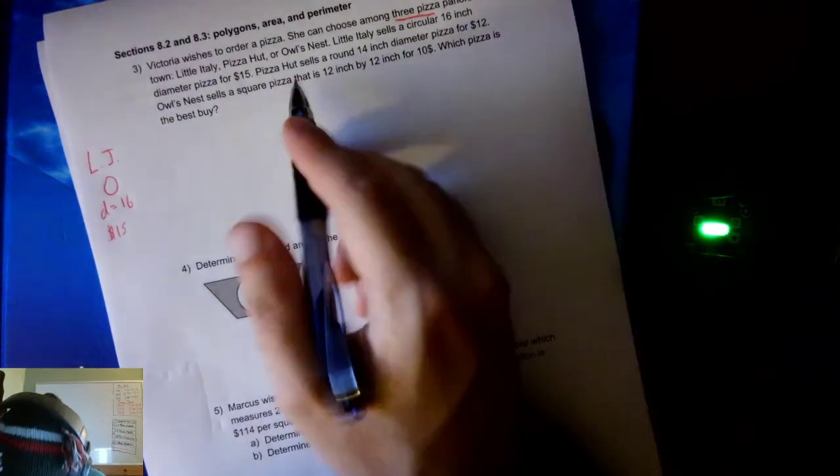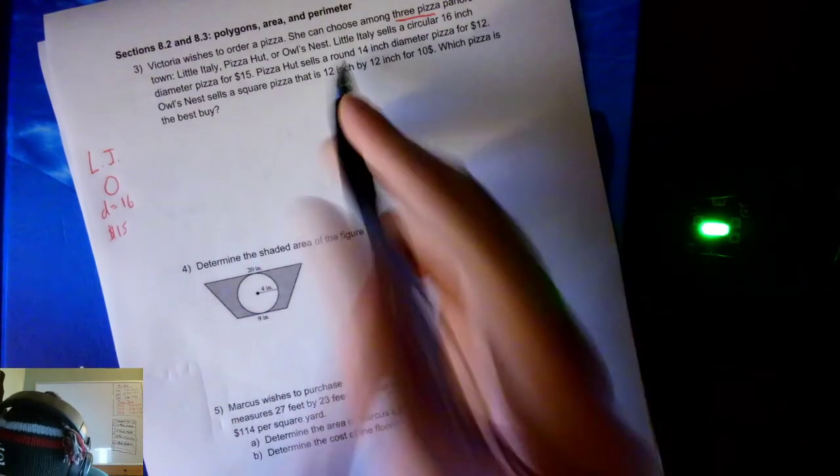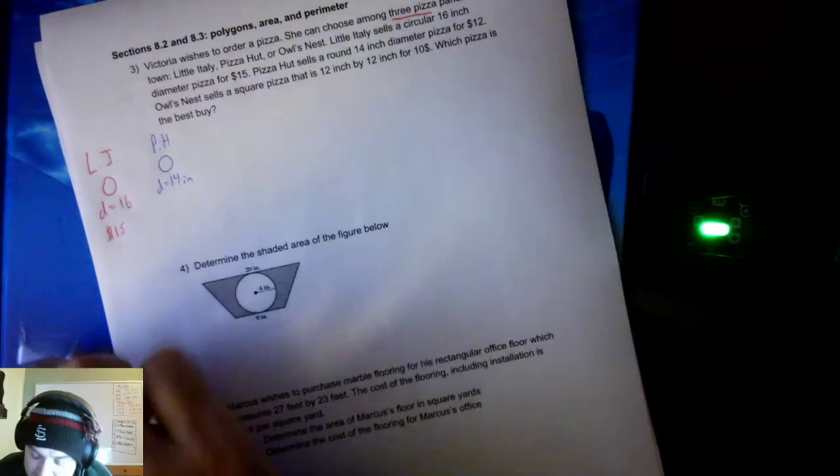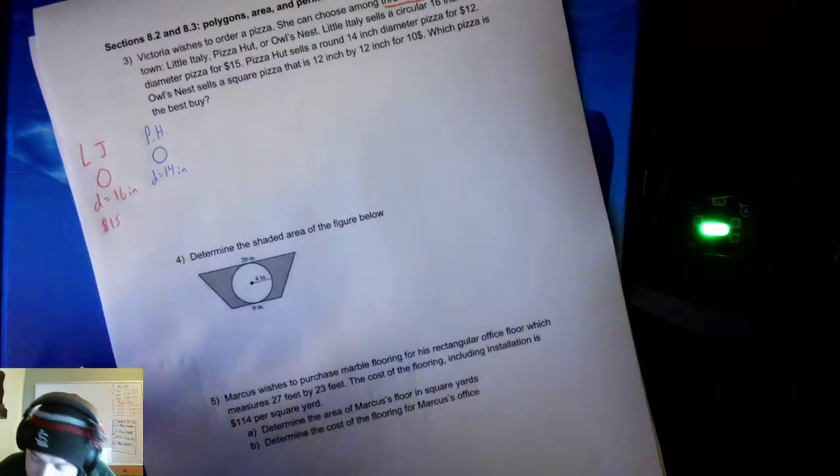Next, we'll look at Pizza Hut. They sell a round. Round is just another word for circular, right? So Pizza Hut. They have a circular pizza as well. It has a diameter of 14. These are all in inches, so we should have written inches next to both of these. And the Pizza Hut pizza is $12.